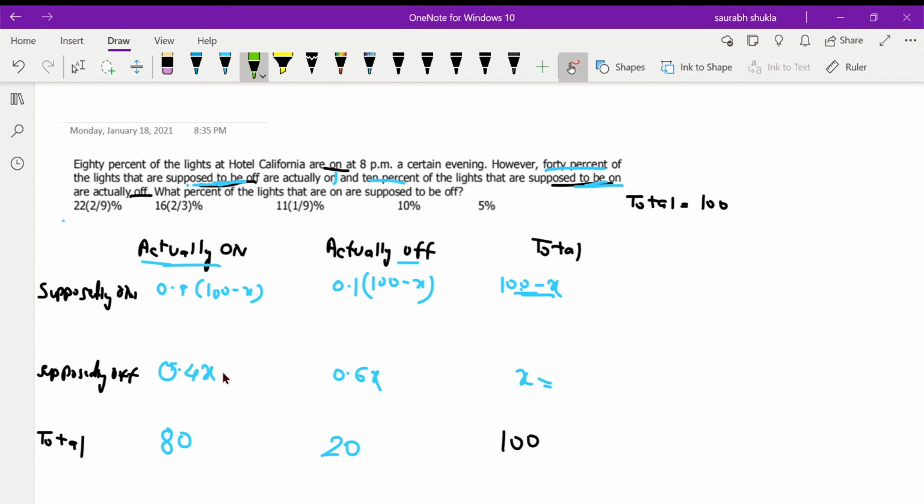So we have to find what percent of lights that are on are supposed to be off. Total how many lights are on? Total 80 lights are on. Now this is where it gets tricky. The last line: what percent of the lights that are on are supposed to be off? What percent of the 80 that were on are supposed to be off? Supposed to be off and actually on is 0.4x. So 0.4x by 80 into 100. This will give you your desired answer.